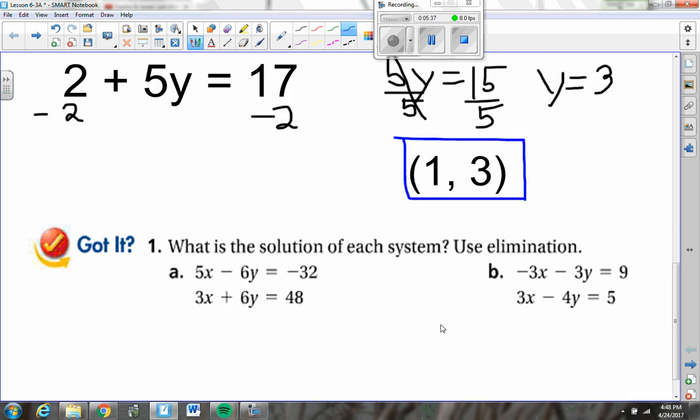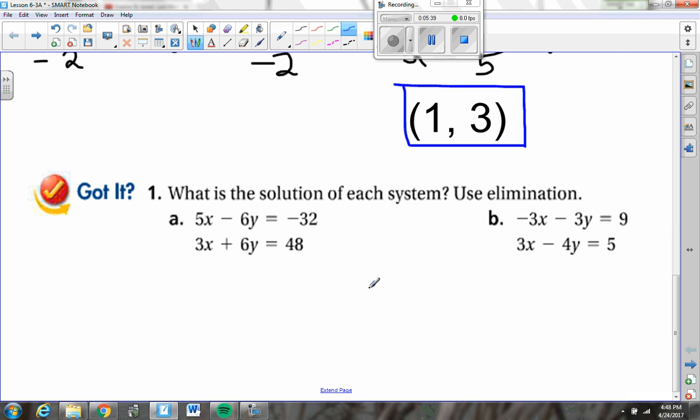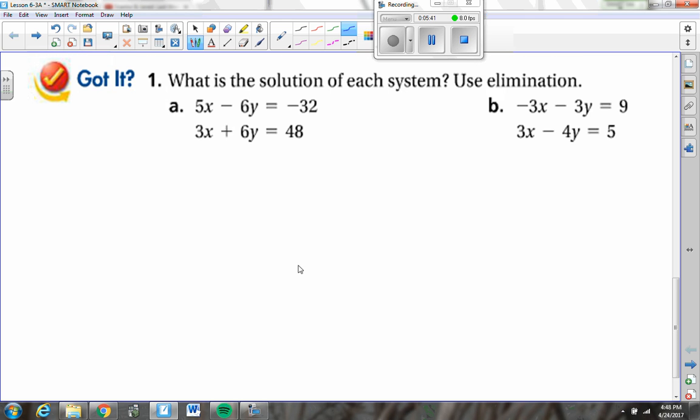I got a couple here for you to try. In letter A, you're going to eliminate the y variables exactly like I just did up above by adding the two equations. And then here we're going to eliminate the x variables by adding the two equations together. You should be able to get x, y coordinate points for both of those.